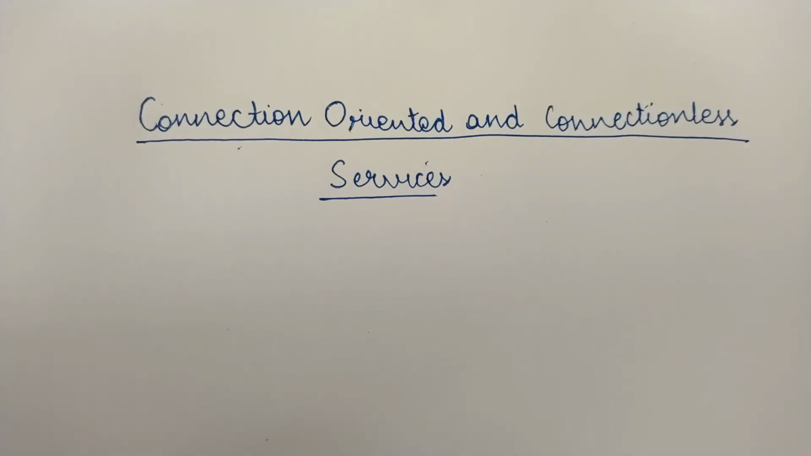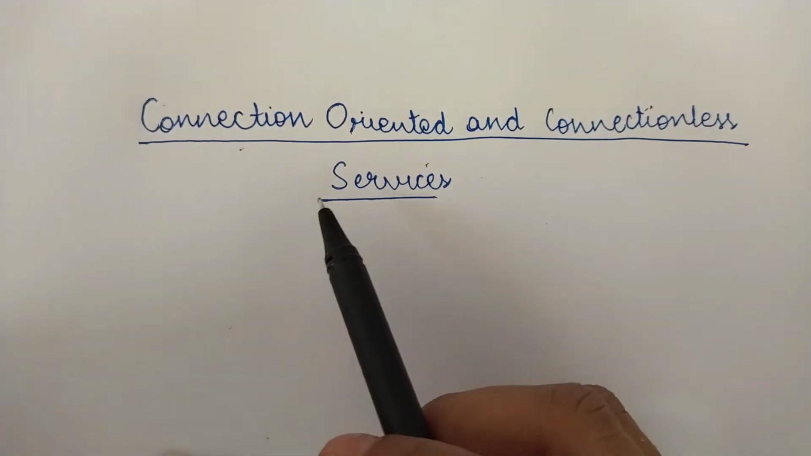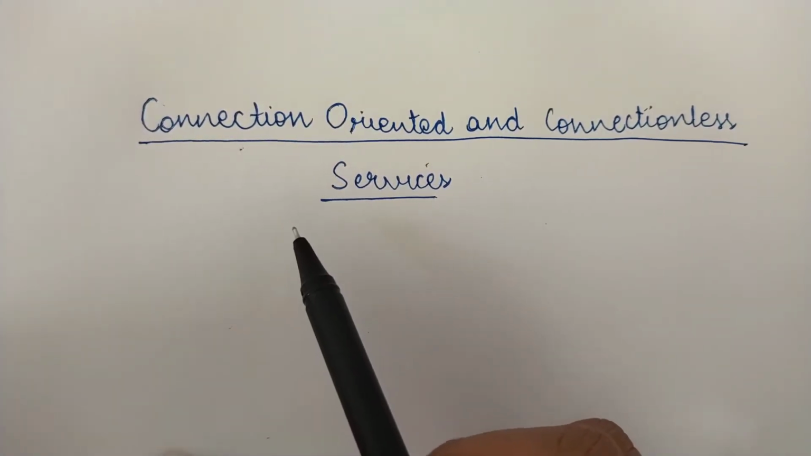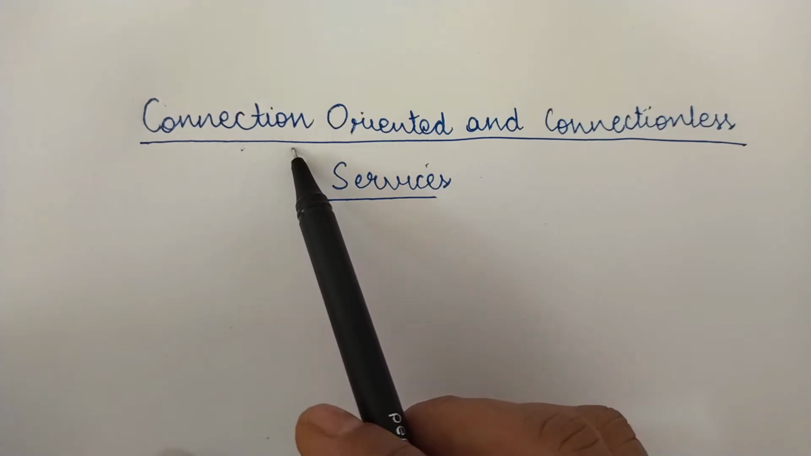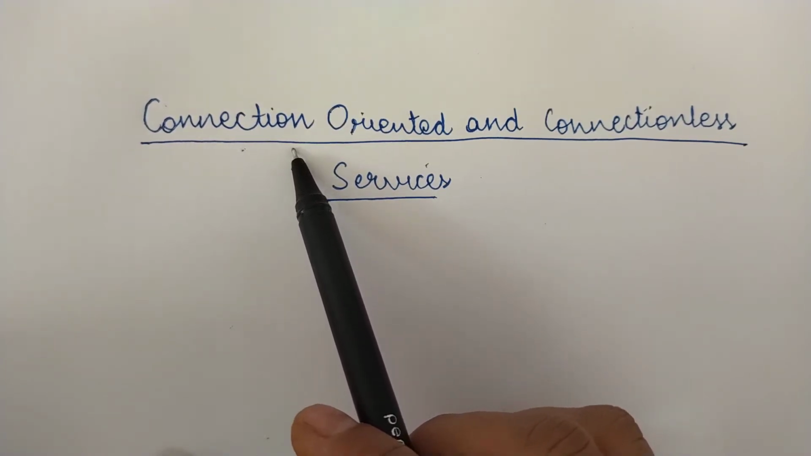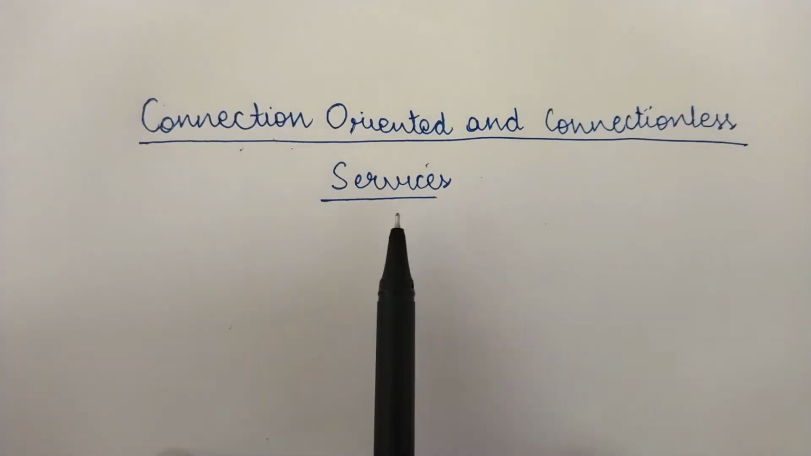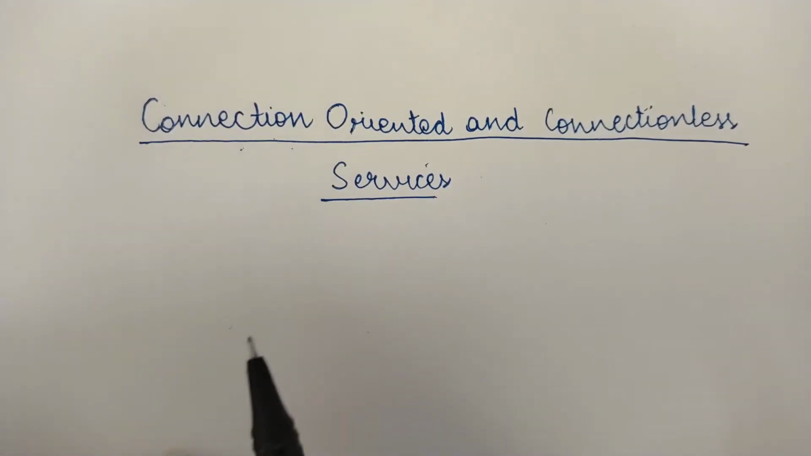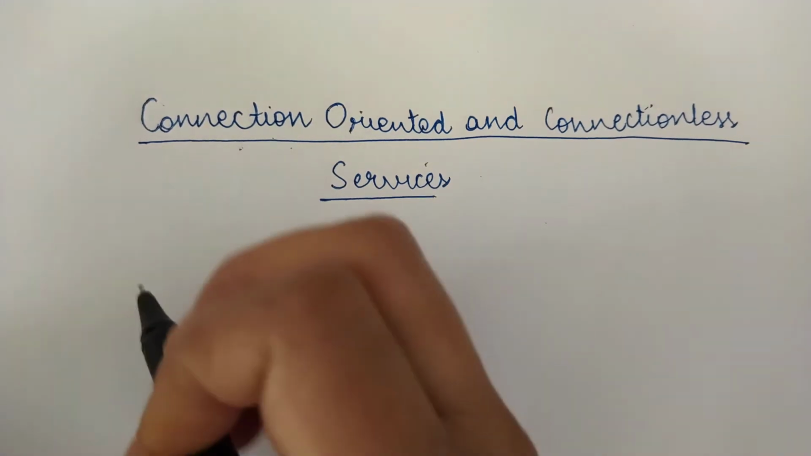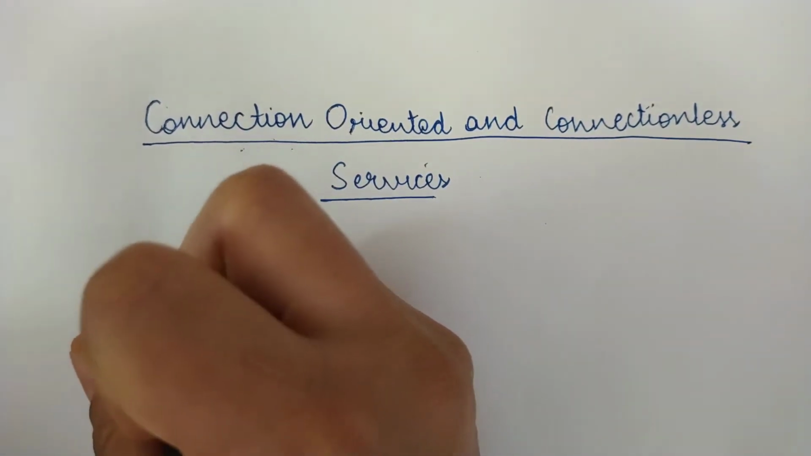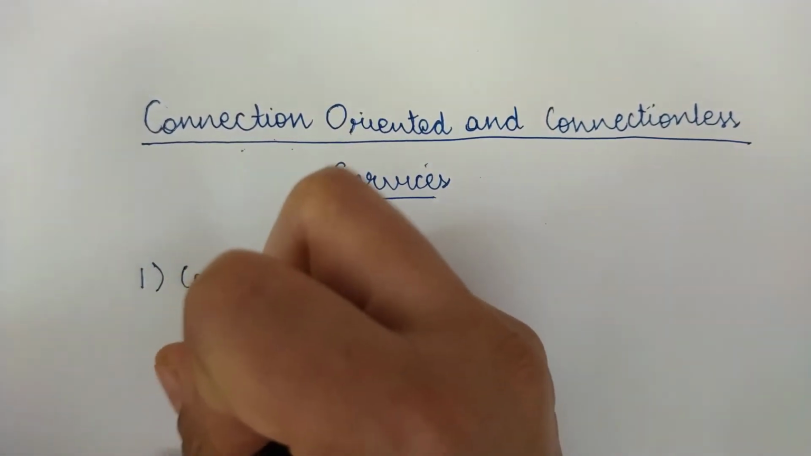Hi all the students. In today's video we are going to study the connection oriented and connectionless services that the layers provide. Basically the layers in the network which we have discussed till now can offer you two types of services. One is the connection oriented service and another is the connectionless service. So first of all we will talk about the connection oriented service.